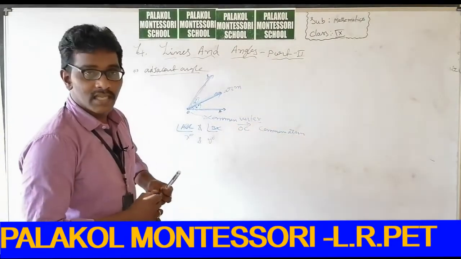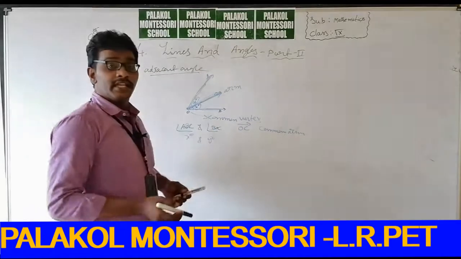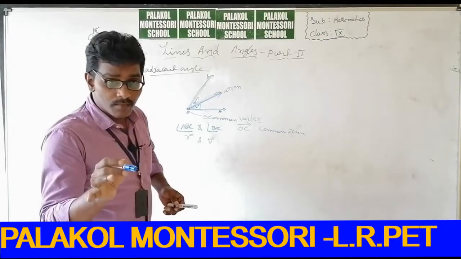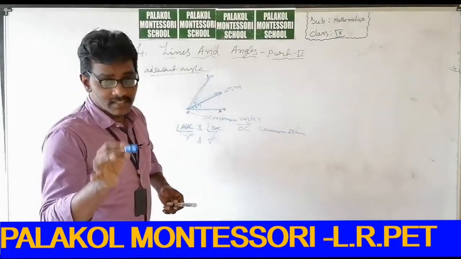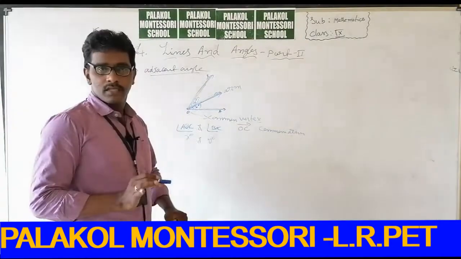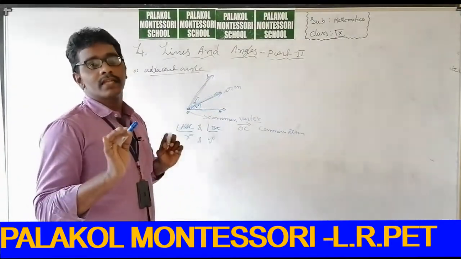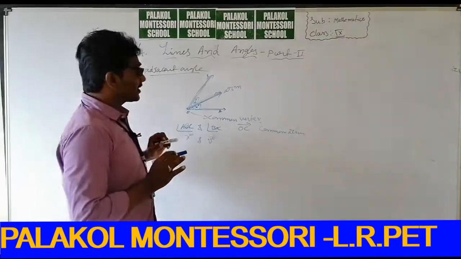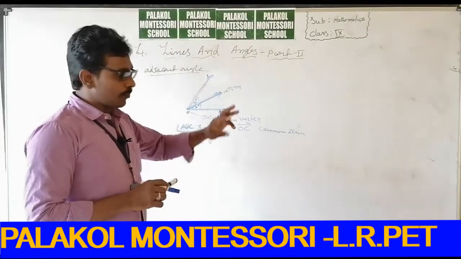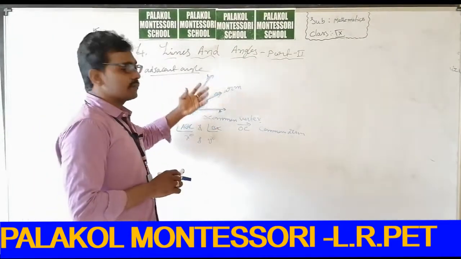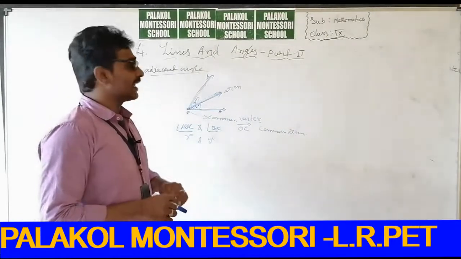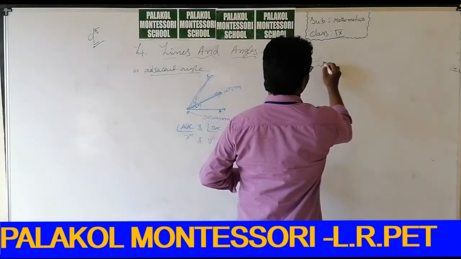How do we define these angles? If any two angles have a common arm and a common vertex, the two angles are called adjacent angles. Is it clear? Are complementary angles called adjacent angles or not? Complementary and supplementary angles are sometimes adjacent and sometimes not adjacent. Okay, next one, linear pair.